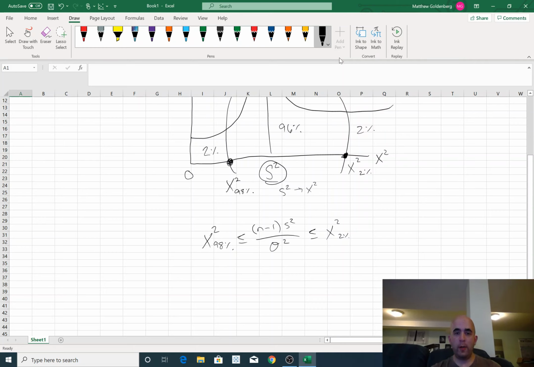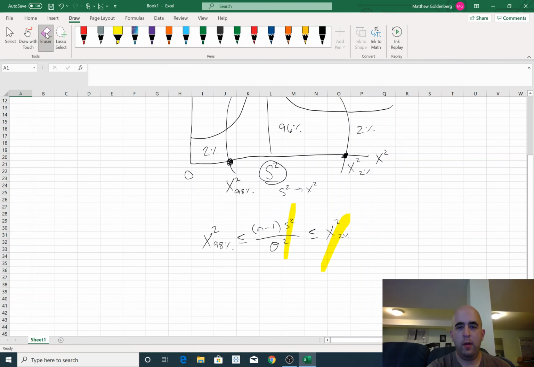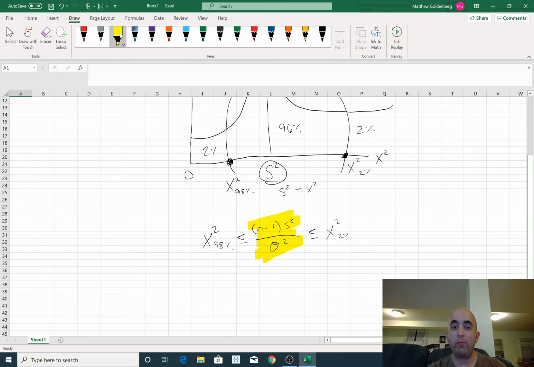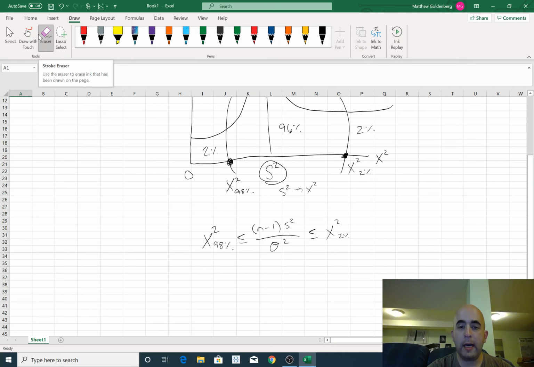Now, what I want you to understand from how we set this up is that this is chi-squared, this is chi-squared, and this is chi-squared. This formula in the middle gives us a chi-squared unit representing our sample variance. This is how we set it up so that you can compare along chi-squared units what exactly is 96% in the middle and 2% on the tails.